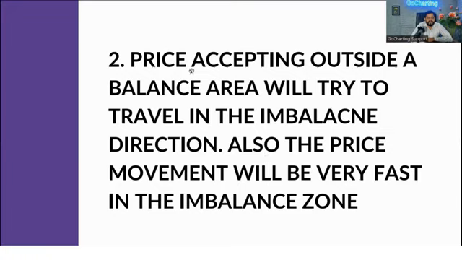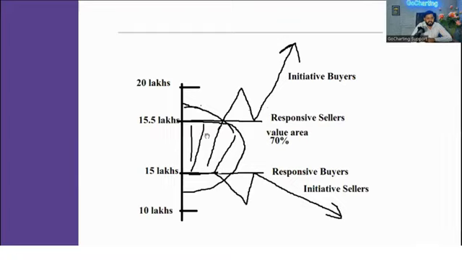Now, price accepting outside of the balance area will try to travel in the imbalance direction. Also, the price movement will be very fast in the imbalance zone. That we have just seen in the chart. You see here, price is going above the value area, a small retest, and then a very fast move. Similarly, if the price is going below the value area, small pullback, and then a fast down move.